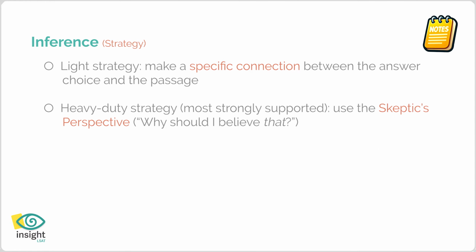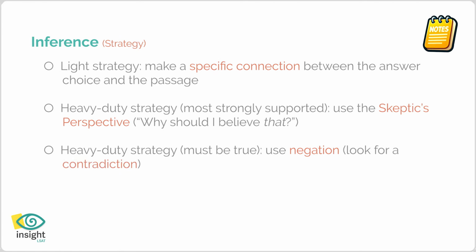For the stronger must-be-true version, use negation like we did in the final stage of Old Reliable back when we were doing necessary assumption questions. Just negate the answer choice. Now, this time, when you're considering the negated version, you're not wondering if it destroys the argument. Instead, you're looking for some contradiction. Because the answer choice has to be true, making it false will result in a contradiction with something in the passage. Let's try all this out on some examples.